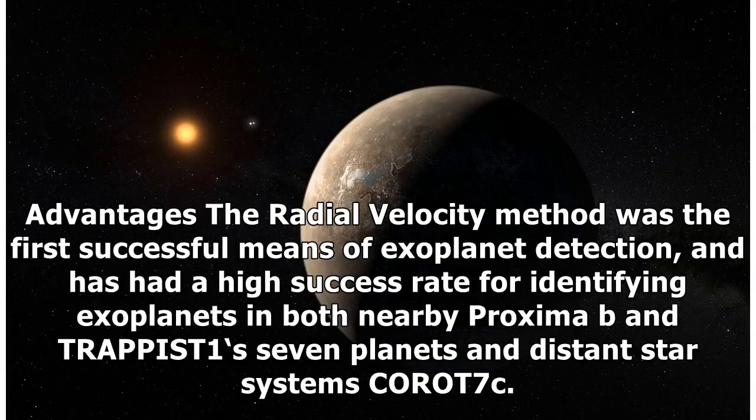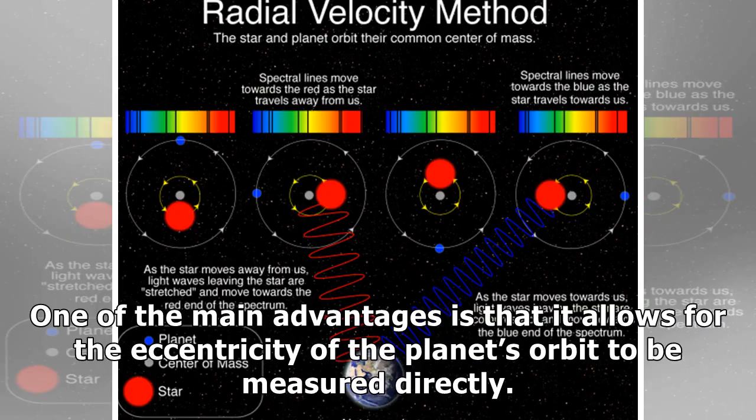Advantages: the radial velocity method was the first successful means of exoplanet detection, and has had a high success rate for identifying exoplanets in both nearby (Proxima b, TRAPPIST-1's seven planets) and distant star systems (CoRoT-7c). One of the main advantages is that it allows for the eccentricity of the planet's orbit to be measured directly.